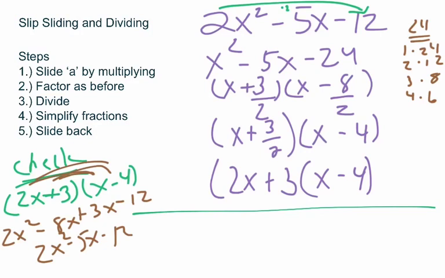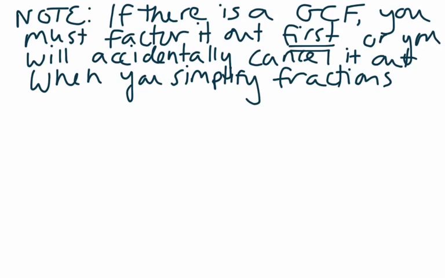I'm going to give you a very important note. So here's our note. If there is a GCF, and I'll circle the word "if," because not all of them have a GCF. So please don't make up common factors where there aren't any common factors. You want to look to see if there's a common factor.